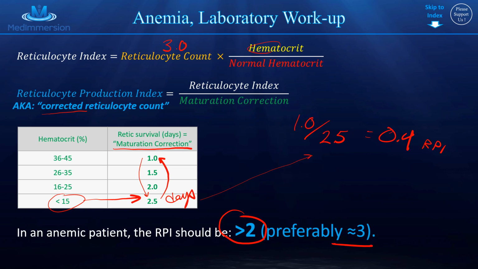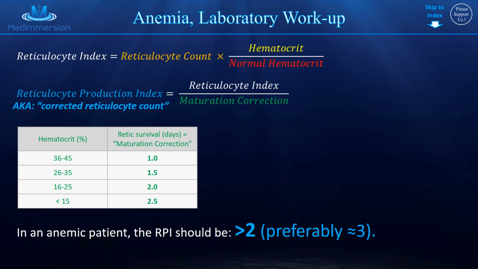Pretty cool, right? Let's do another example, but this time let's show an example where the bone marrow is doing what it's supposed to do. And we are going to start with a reticulocyte count of 18. So 18 times the patient's hematocrit, which was 15, divided by 45, gives us 18 times 1/3, or 6. The reticulocyte index is 6. Then we put 6 divided by the maturation correction, which was 2.5. Therefore, the reticulocyte production index is 2.4.